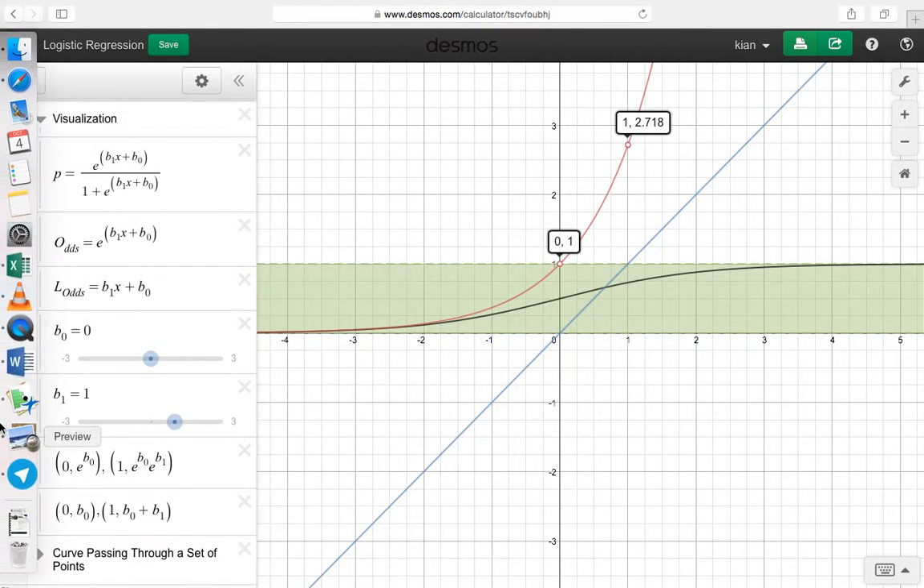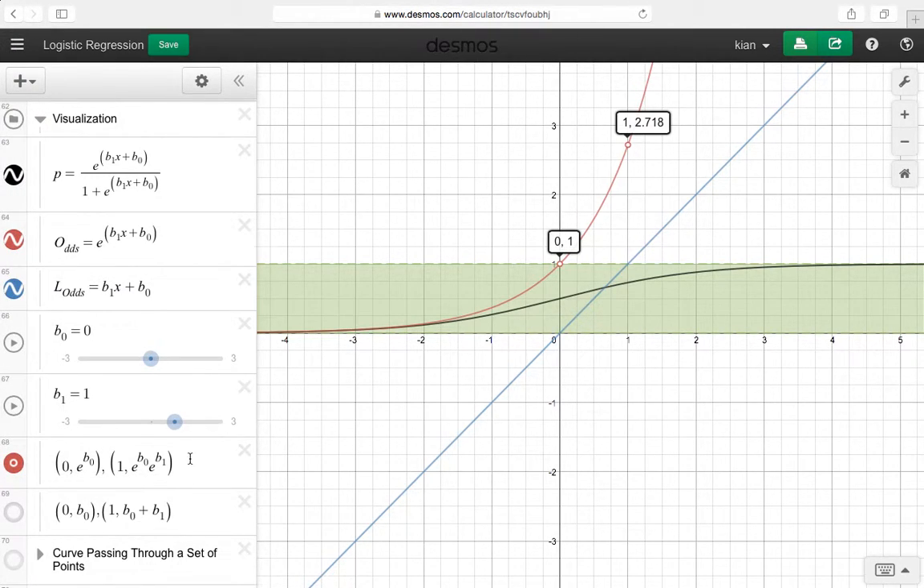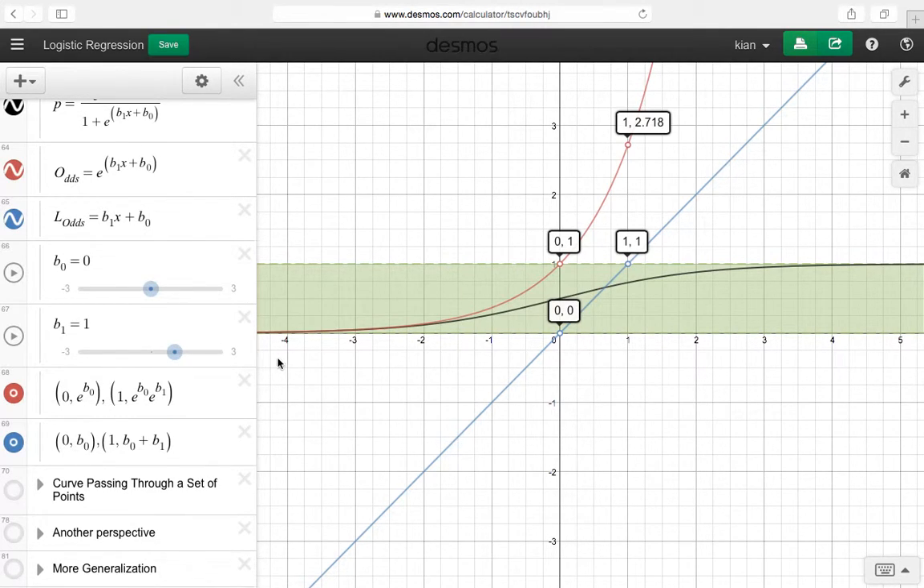As for the log of odds, we predict that the curve has to pass through the set of points 0 and beta 0, and 1 and beta 0 plus beta 1, again because of the unit increase in x. And once again, the plot proves this point. Now we can generalize all our findings and let beta 1 change.